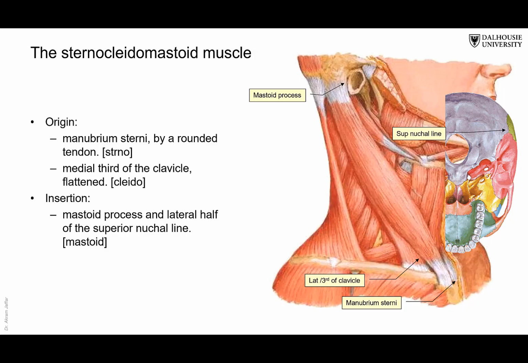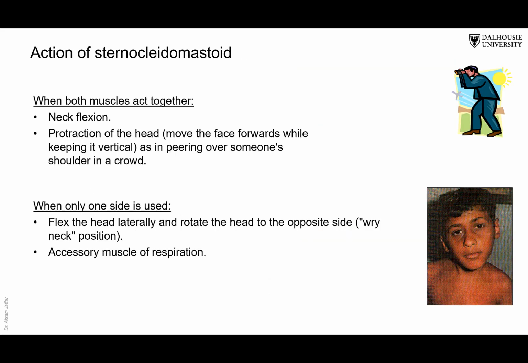This is the sternocleidomastoid muscle. As the name indicates, sterno from the sternum, cleido from the clavicle. You can see that the sternal head is a little bit rounded, the clavicular head is a little bit flattened, and it's attached to the mastoid process. And so the muscle can flex the neck and at the same time extend the head, like peering over someone's shoulder in a crowd. That is, if the two muscles are working at the same time.